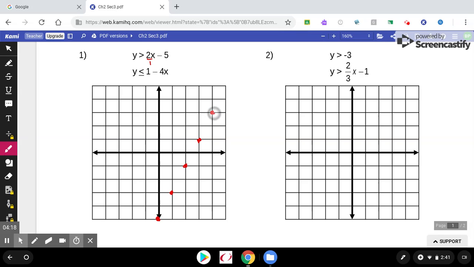Unlike the last drawing, let's pause and think about it. Am I supposed to be making a solid line or a dashed line for that one? No equal sign, so I have to have a dashed line. And unfortunately, Screencastify does not give me a dashed line option. So there you go. That's my best attempt at a straight dashed line. Now, you can wait to shade these to the end if you want, or you can shade them as you go. It just doesn't matter to me.